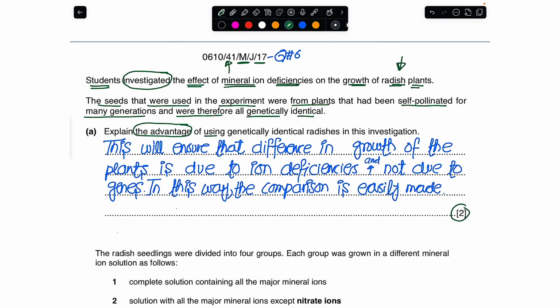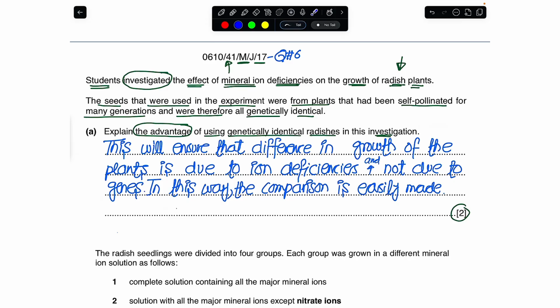Now for the 2 marks, the examiner is asking us to explain the advantage of using genetically identical radishes in this investigation. Now the idea is that the growth is not only impacted by the mineral ion deficiencies, but would also be impacted by the genes. Since I just want to see the impact of the mineral ion deficiencies on the growth of the radish plant, I need to make sure that only the mineral ion deficiencies are seen without any interference from variations in the genomic makeup.